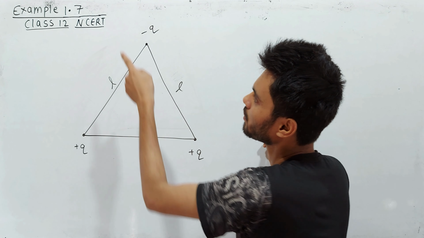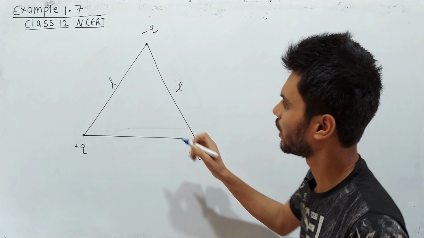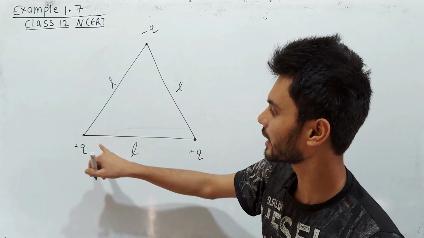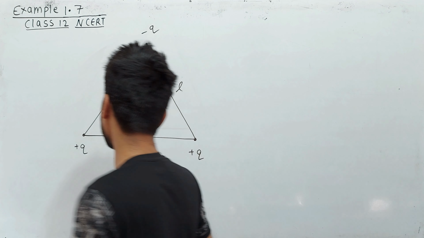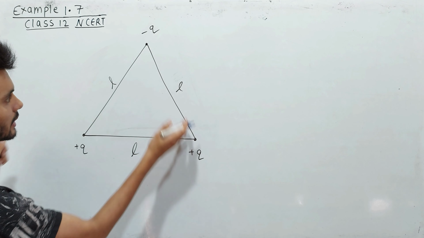Hello guys, in this question number 1.7 we have an equilateral triangle whose sides are L, L and L. We have to calculate the electric force on each of the charges. At first we will calculate the electric force on this charge, after this and this.